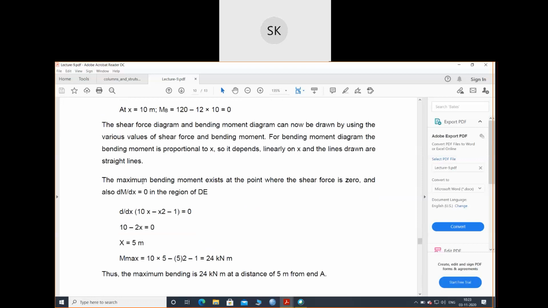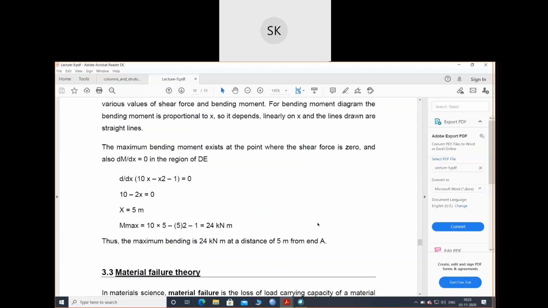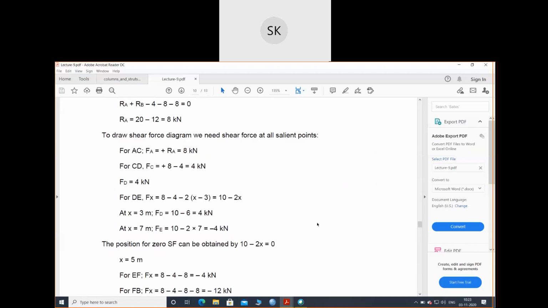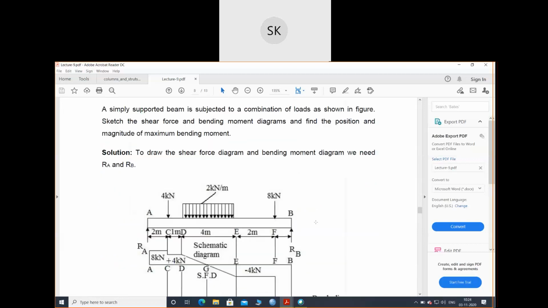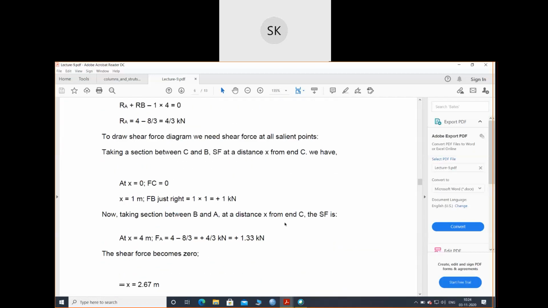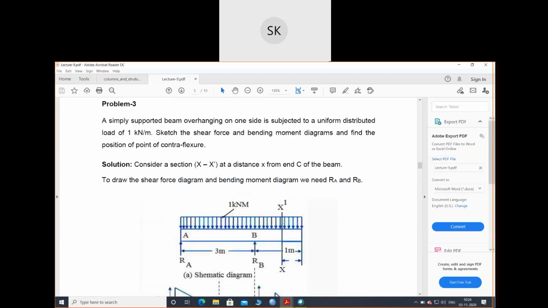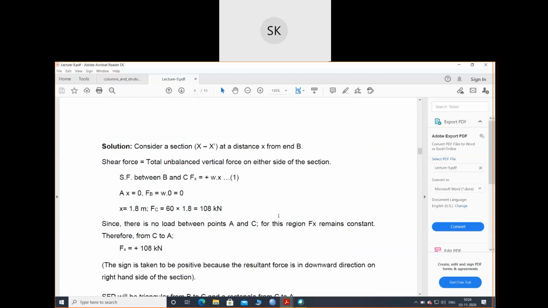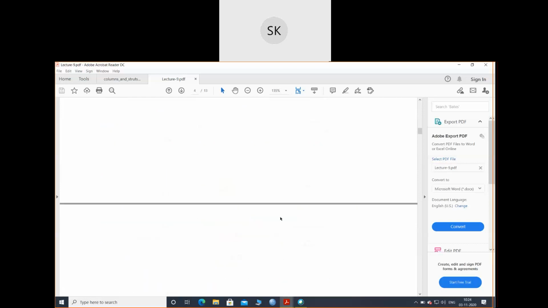And for the maximum bending moment, you can differentiate the bending equation with respect to x. You will get the distance where your bending moment will be maximum over the whole span. So here I got at x equal to 5 meter, my bending moment is maximum, which is 24 kilonewton meter. So till question number 4, thoroughly practice these questions. Yesterday I shared all the PDF files, including the column and strut numericals. Solve these 4 problems, it will be more than enough for shear force and bending moment.